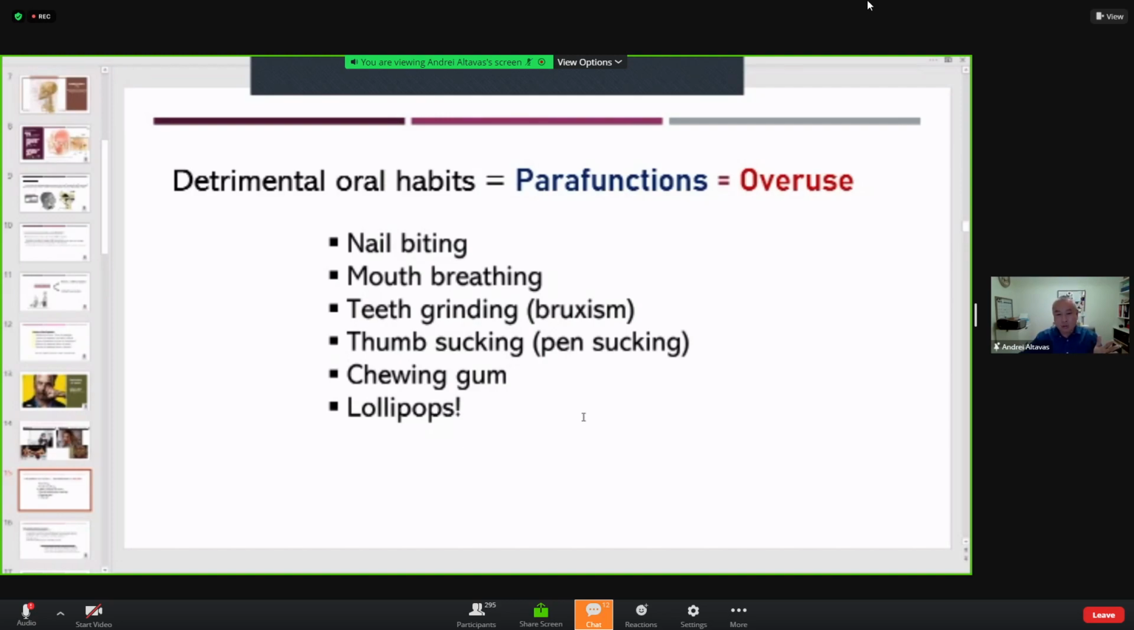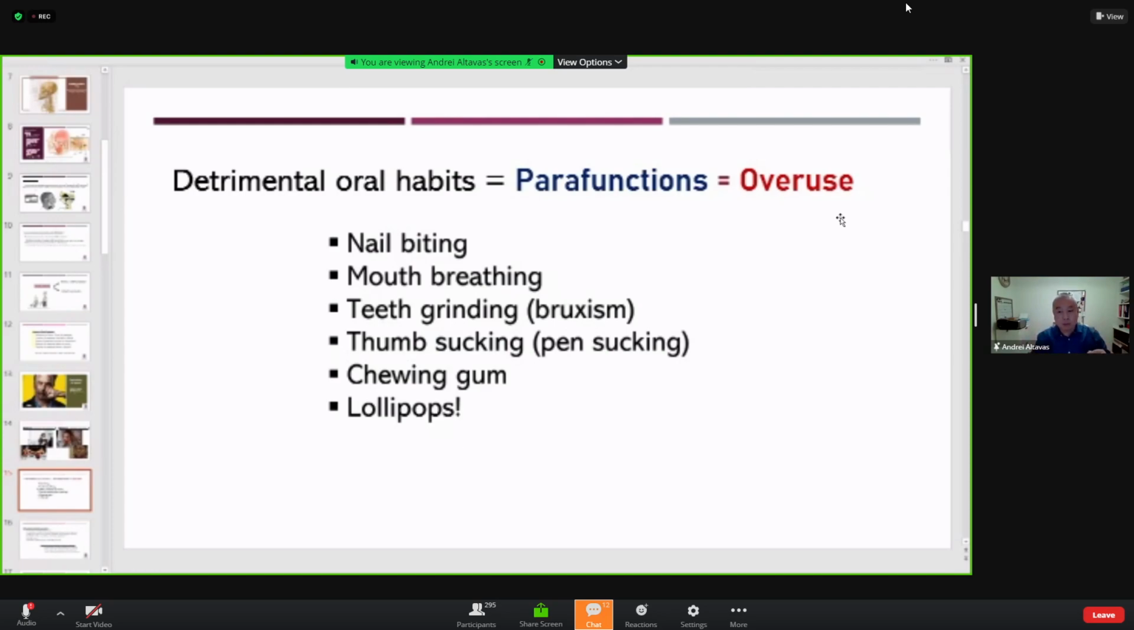You'll have patients who like chewing gum constantly throughout the day, and that can lead to overuse. A lot of these parafunctions, these habits, when we say overuse, this primarily will direct you to more of a muscular issue, most of the time. That's why we need to start categorizing or classifying our patients into what group they belong to in order to find the best treatment approach for these patients.